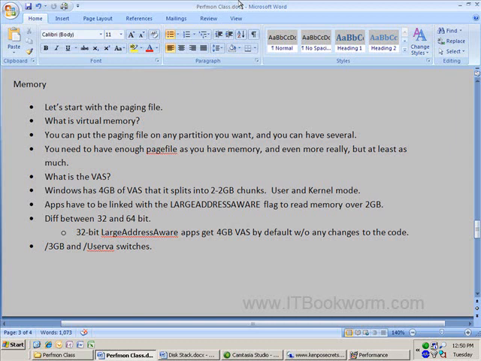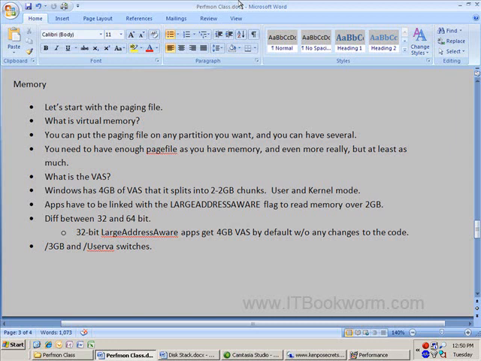The VAS, again, the virtual address space, is what every application is carved up by the OS. When you start up an application, it's carved a certain amount of virtual memory for it to play in, its little sandbox. And that's called the VAS. For the overall system VAS, Windows has 4 gigs, and it splits it into 2 gig chunks by default. So my laptop, if it had 4 gigs, would split it up into 2 2-gig chunks. The first 2 gigs is for the kernel. The second 2 gigs is for user mode applications.